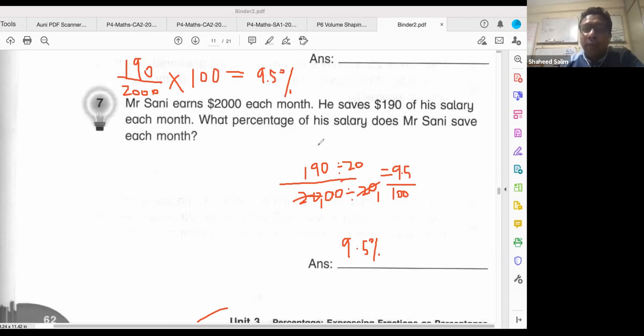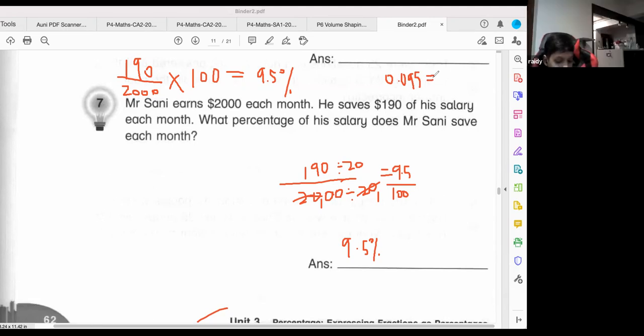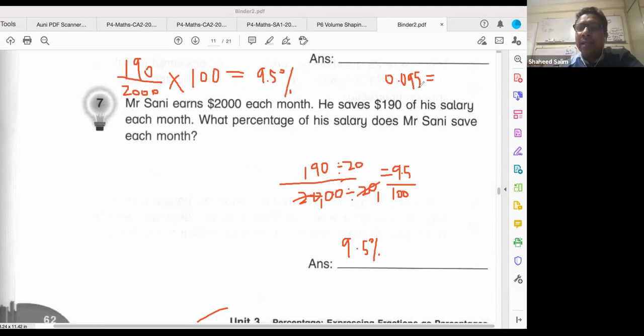Now, where one of you did this, then down here, you get 0.095. So one of you got 0.095. So this is correct in decimal, but they want you to write as fraction, percentage. So how to change it? Let us change to fraction first.